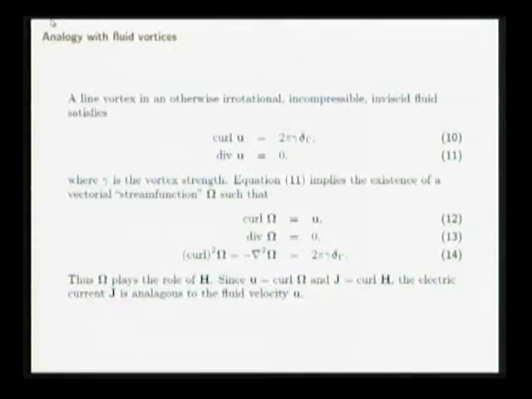And then because u is the curl of this stream function and the electric current is the curl of magnetic field, the analogy is between fluid velocity and electric current. So that is the natural analogy between the velocity of the electrons in a superconductor and the velocity of the fluid.